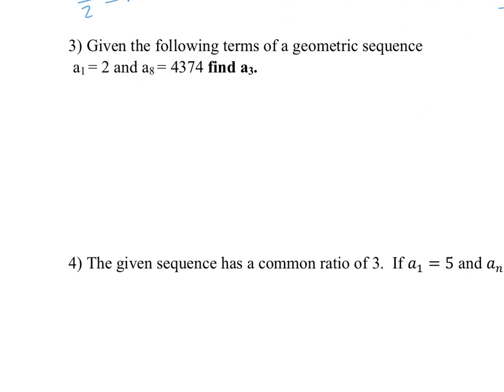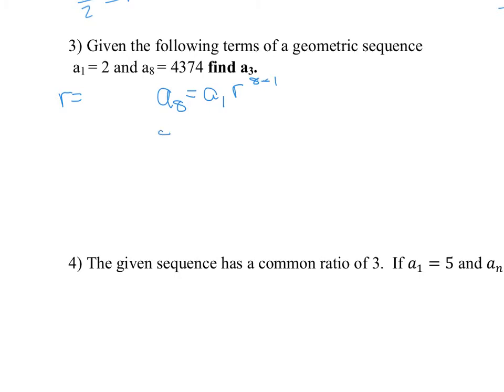Okay, so here doing this, given the following terms of a geometric sequence, can you find a sub 3? So we're given a1 and a8. Can you find a3? Same idea. We always need this common ratio first. What is that common ratio? All right, so to find that, we use our formula. We're going to do a sub 8 equals a sub 1 times the common ratio, 8 minus 1.